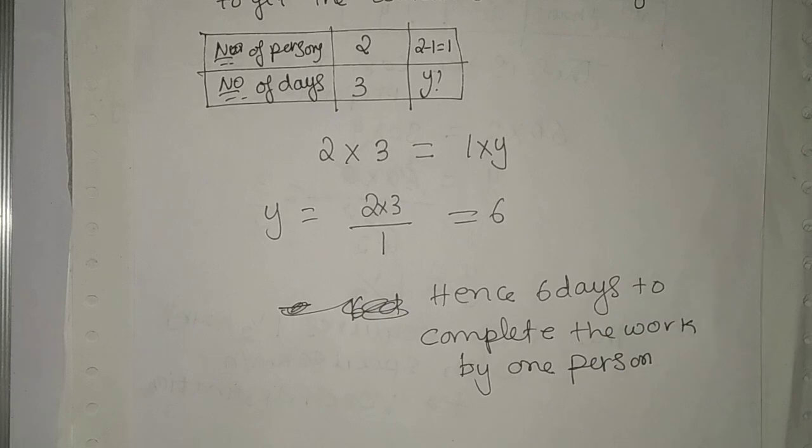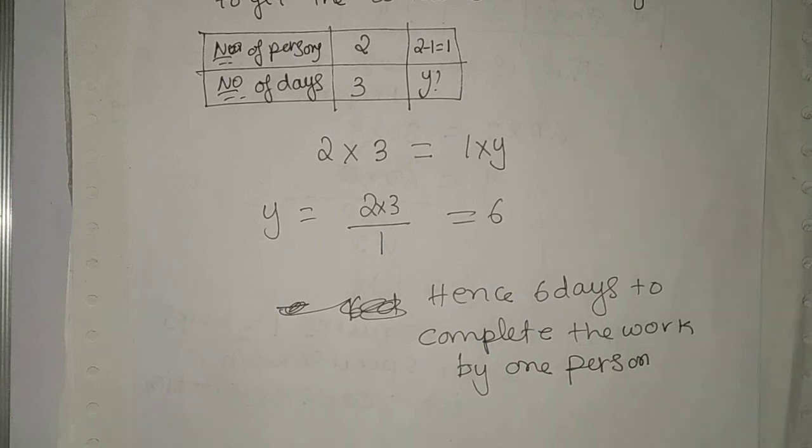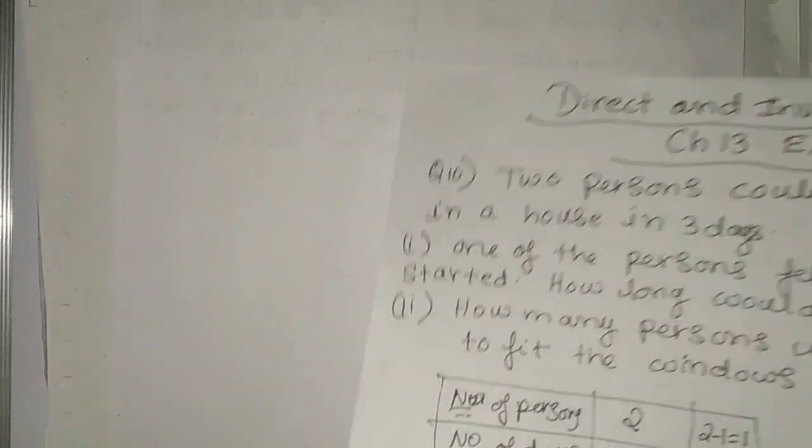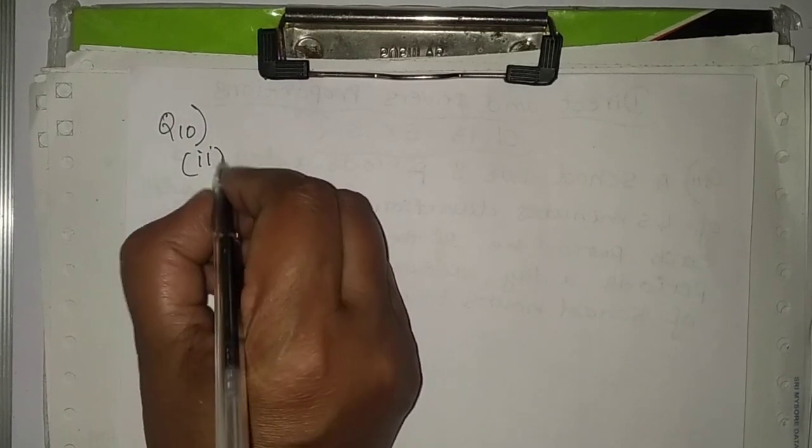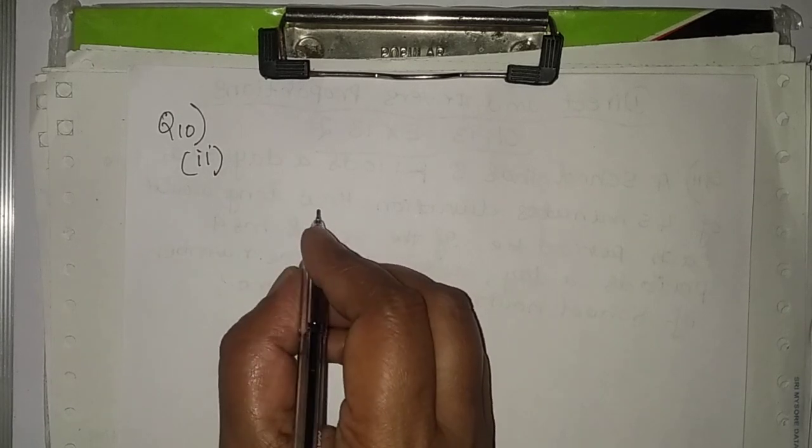So now, I'll just tell you in every problem that this is the case of inverse proportion. This is question 10, second part. So what does the second part mean? How many persons would be needed to fit the windows in 1 day?